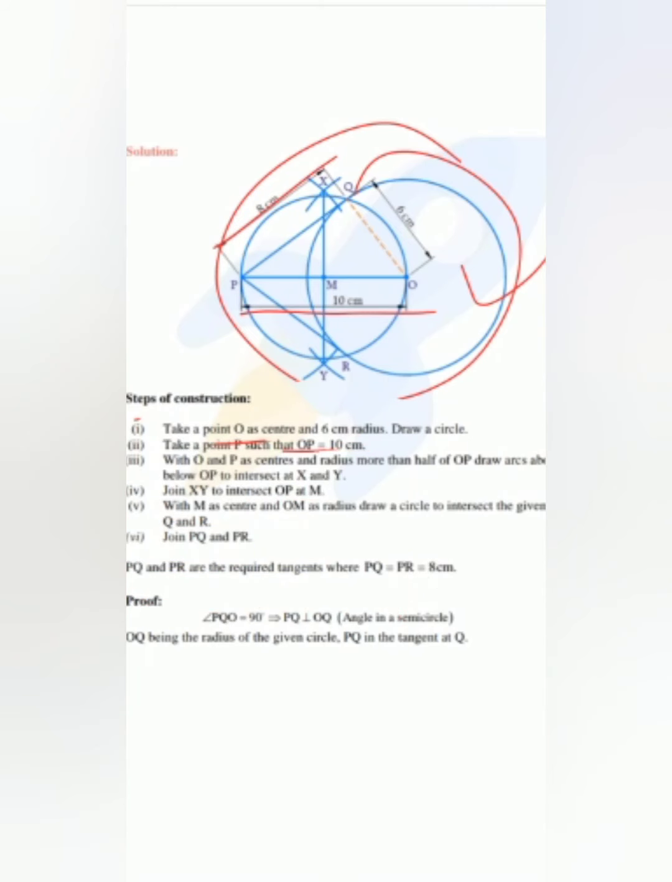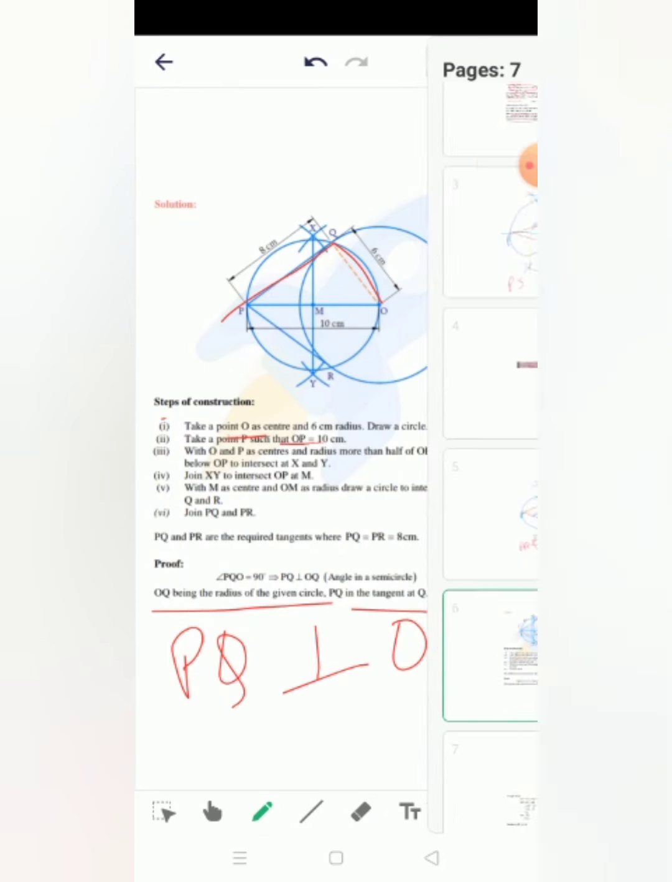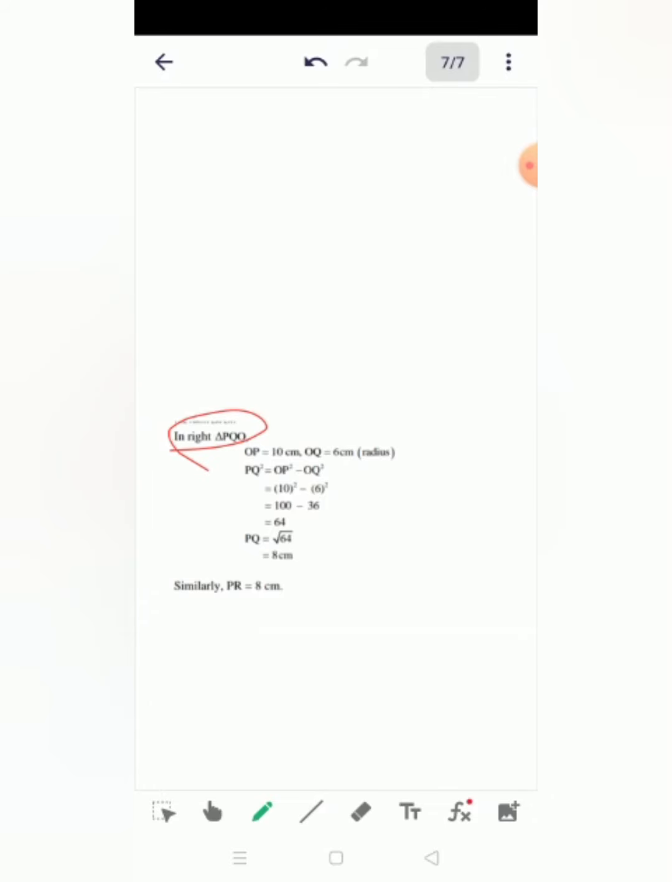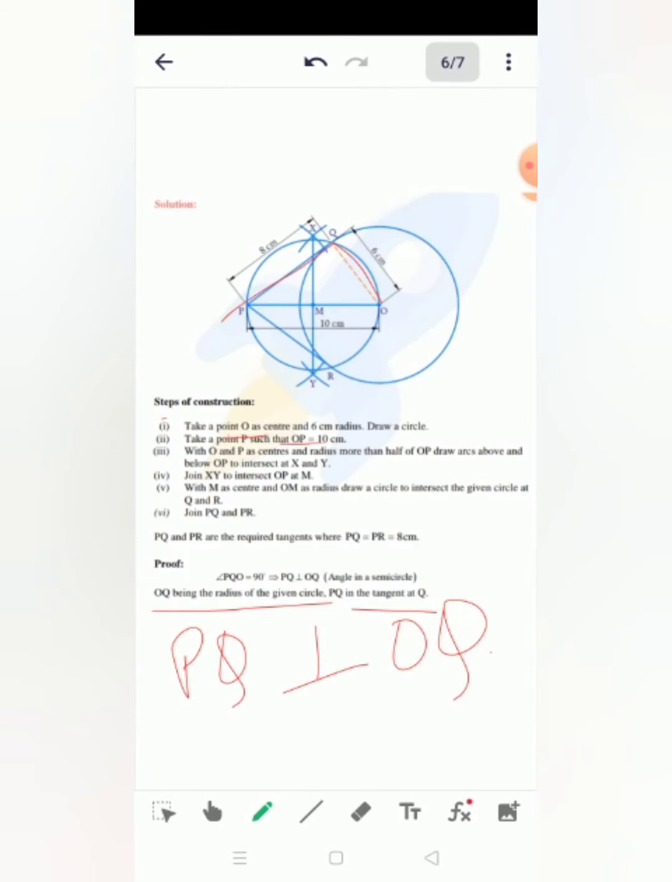After here, proof is also given. You can see the proof. Angle PQO according to this figure is 90 degree. So PQ is perpendicular to OQ, angle in a semicircle, and OQ being the radius of the given circle, PQ is the tangent at Q. In right triangle PQO, OP is 10 centimeter, OQ is 6 centimeter. From here you will get PQ is 8 centimeter. You can prove like this that your tangents are 8 centimeter. When you measure by scale, you'll get 8 centimeter, and you can prove by this method also. Okay, this is the way.